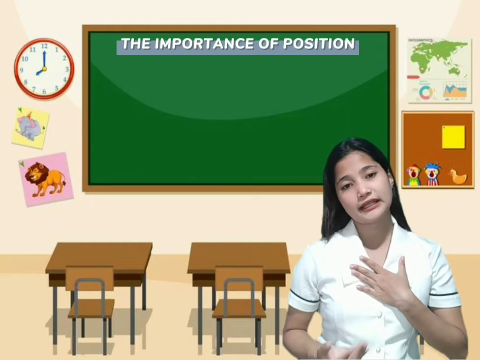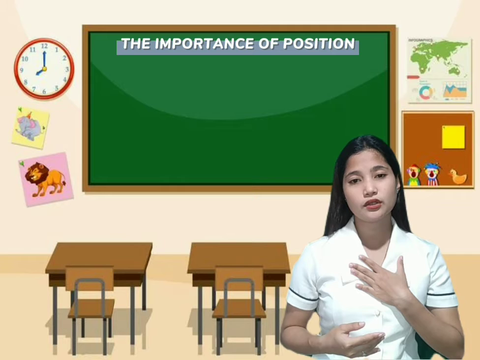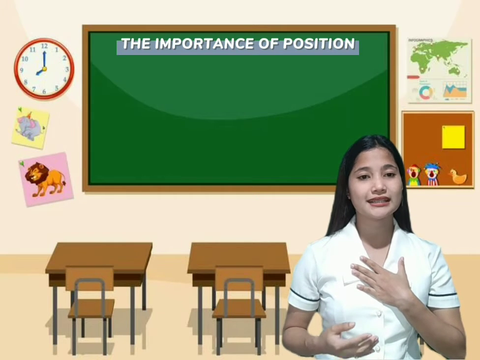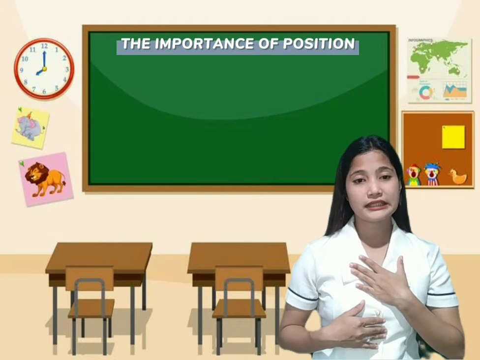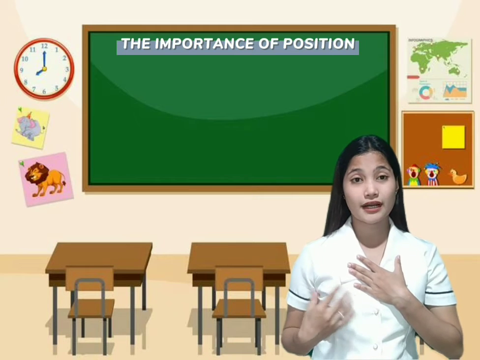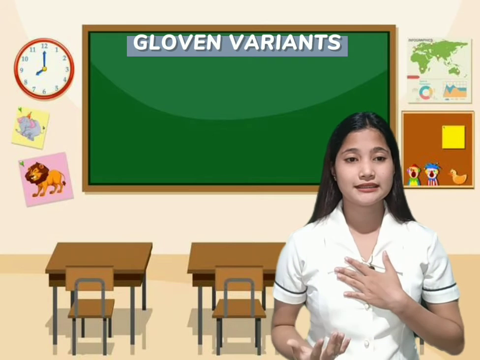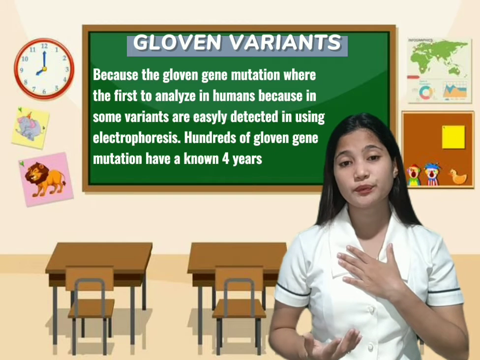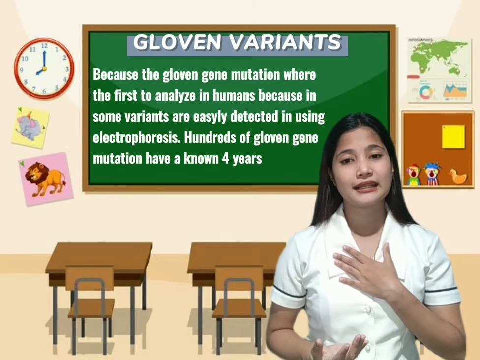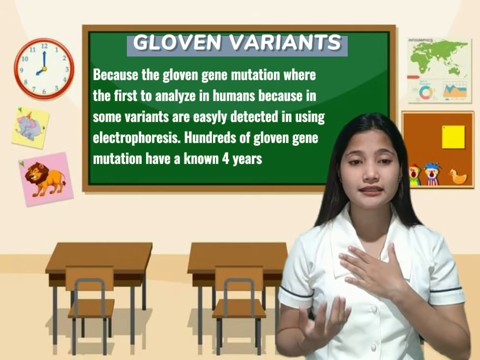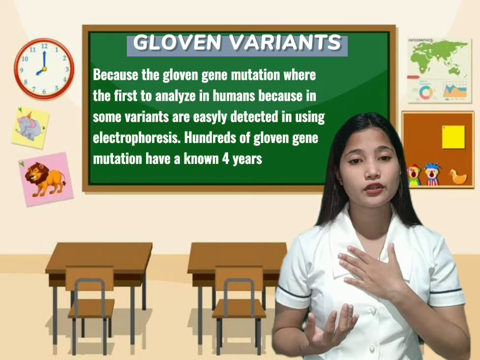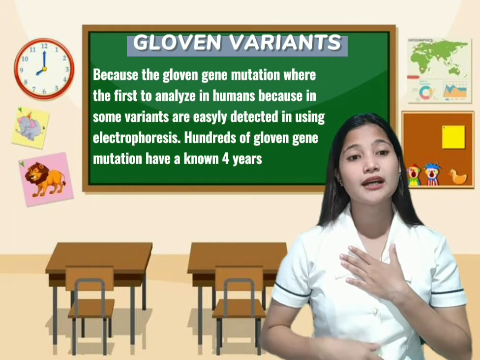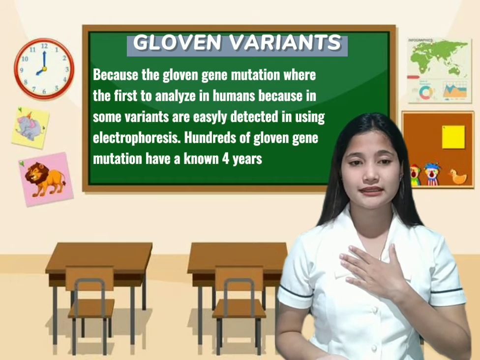Even a very different amino acid would not have much effect if the change is in a part of the protein not crucial to its function. Globin variants. Because the globin gene mutations were the first to be analyzed in humans, and because some variants are easily detected using electrophoresis, hundreds of globin gene mutations have been known for years.